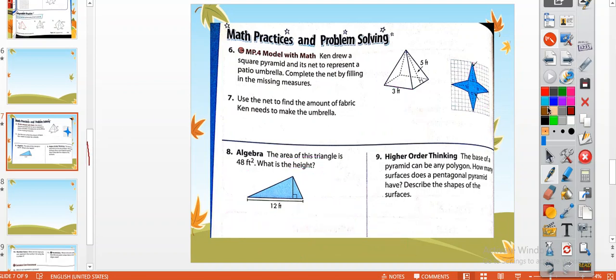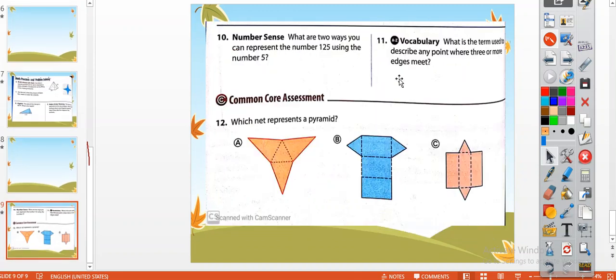Well, finally, the next slide will be the last slide. Yes. In question 11, what is the term used to describe any point where 3 or more edges meet? The point is called, yes, the vertex.